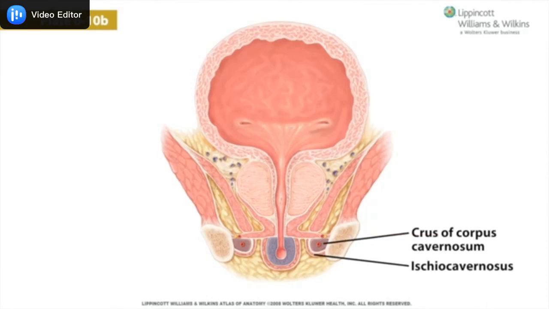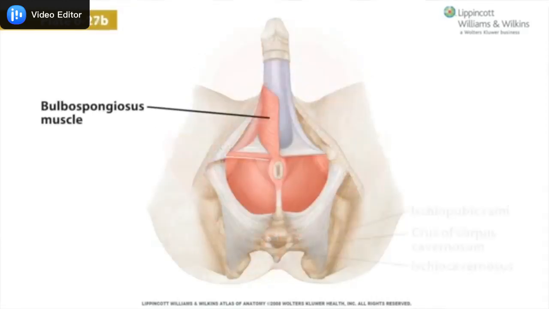The ischiocavernosus muscles cover the proximal portions of the corpora cavernosa, that's the plural of corpus cavernosum, which form columns of erectile tissue that run along the medial edge of the ischiopubic rami and join at the midline anteriorly to contribute to the body of the penis or clitoris. The portions of the corpora cavernosa that are attached to the ischiopubic rami are called the crura, singular is crus, of the penis or clitoris. When the ischiocavernosus muscles contract, they compress the crura of the penis or clitoris and force blood anteriorly into these organs, assisting in erection.